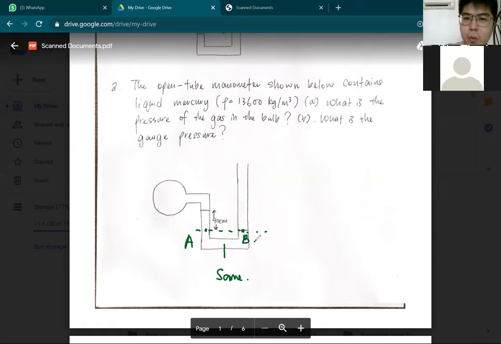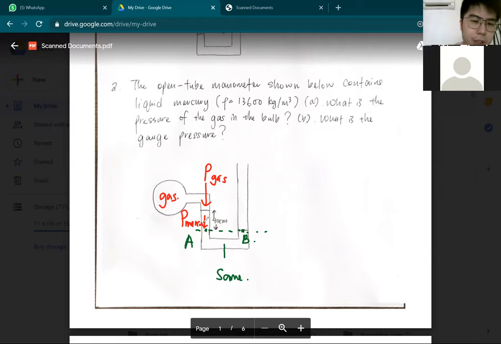Now, what pressure is acting at point A? This is gas here. So there are two: first is the pressure of the gas pressing down. Second is the pressure of this 40 cm liquid mercury, which is also exerting a pressure down. So two pressures act at point A.